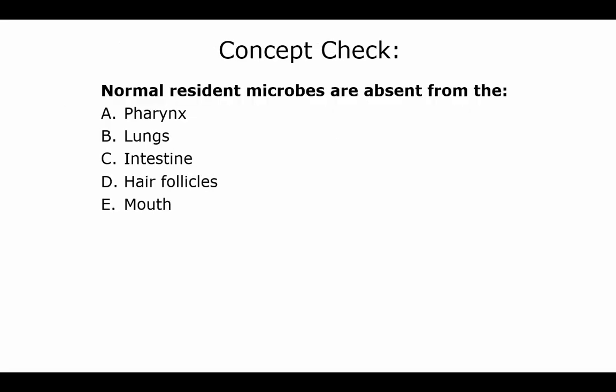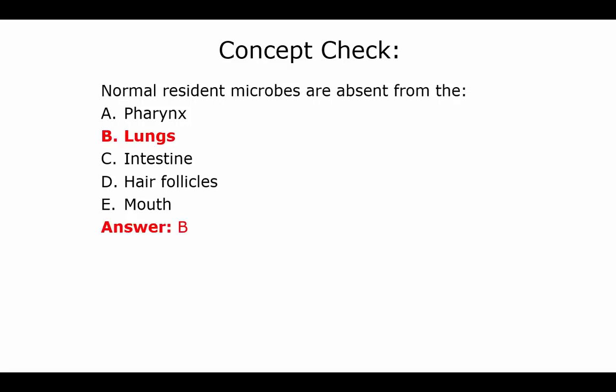So, concept check: normal resident microbes are absent from what? Where would we expect normal resident microbes to be absent? And hopefully you said lungs. Okay? So lungs would be one of the places that we would hope would be axenic. Now you and I know that often that's not the case, and thus that's when we get sick.